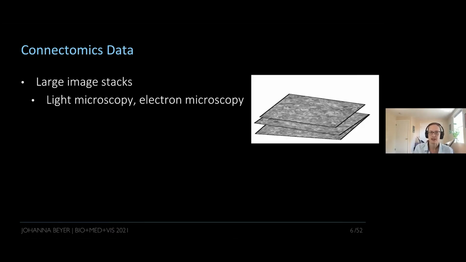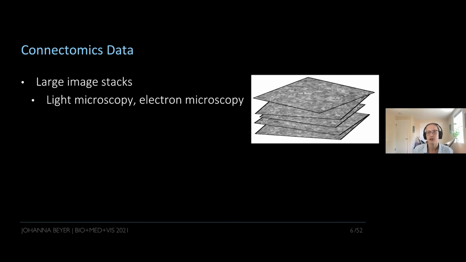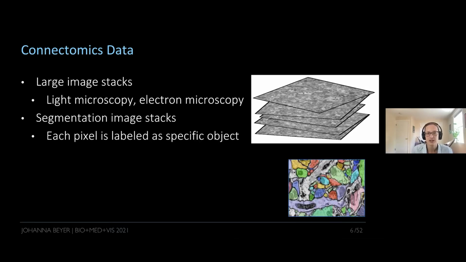What do we usually deal with? So first of all, we deal with large image stacks. So either light microscopy or most commonly electron microscopy, where we get a stack of 2D slices and then we form the 3D volume and we can do stuff like volume rendering on it. In addition to that, we get segmentation image stacks, which are usually dense segmentations where basically for every pixel in an image, we know which structure it belongs to.